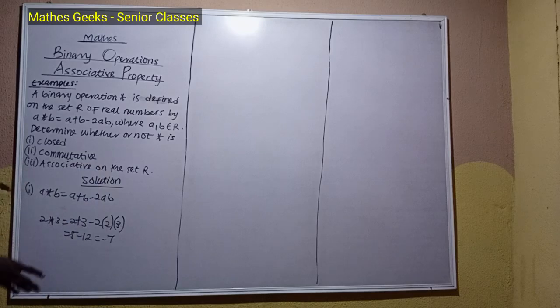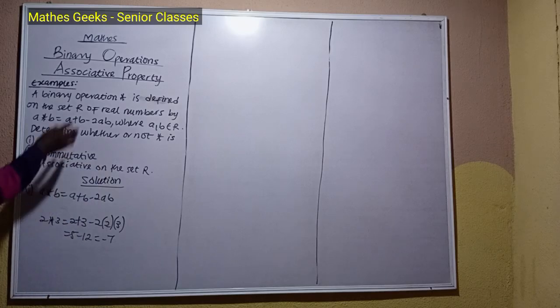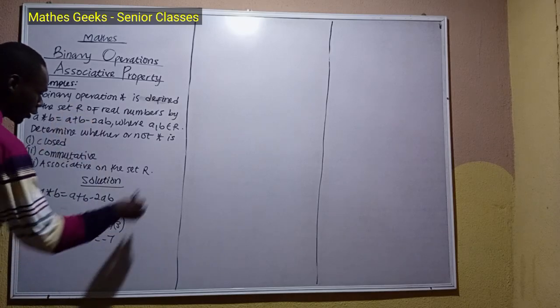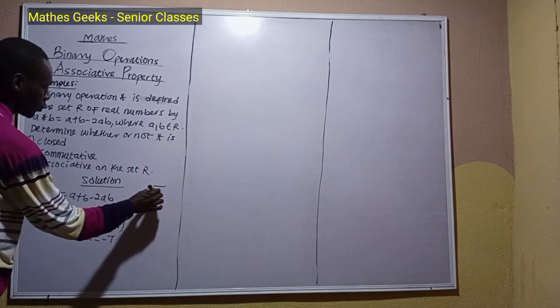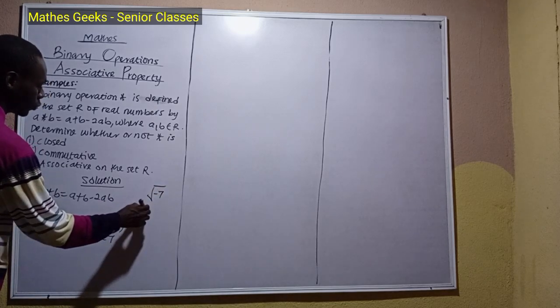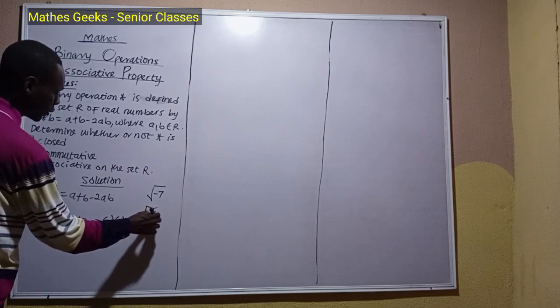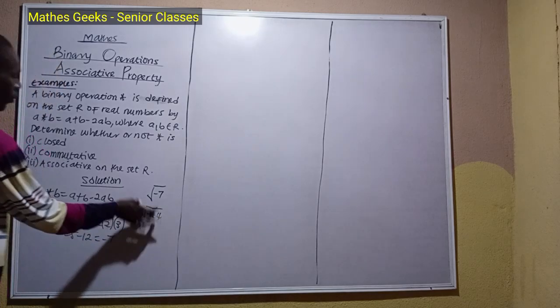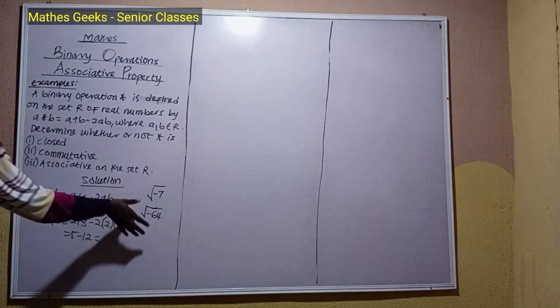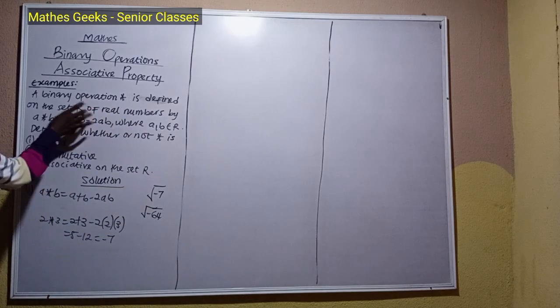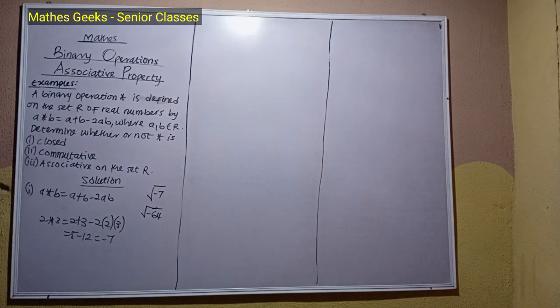So there's no number that you're going to use that will not belong to the set R except complex numbers, and complex numbers are of this nature: minus root 7 or minus root minus 64. So these are complex numbers. These are numbers that are outside the range of the set R. They are not real numbers. They are called imaginary numbers.